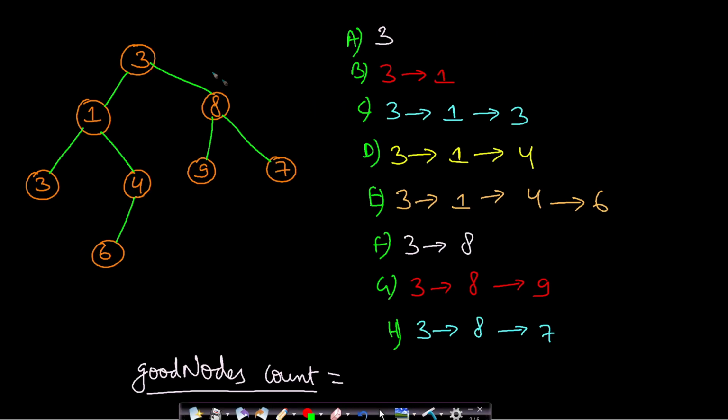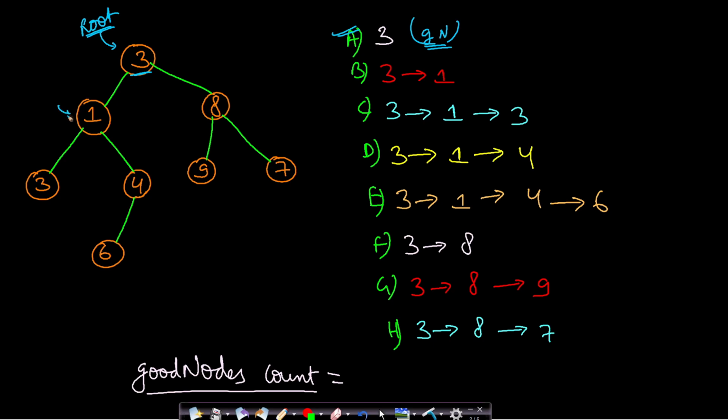Now in this example, we can see that this is the root node. Okay. Now if we write down the root to root path, then we will just have a single node. And so there will be no node which is greater than this single node from the root to root path, because the root to root path only contains one node. So this will always be a good node. Okay. So this is a good node.